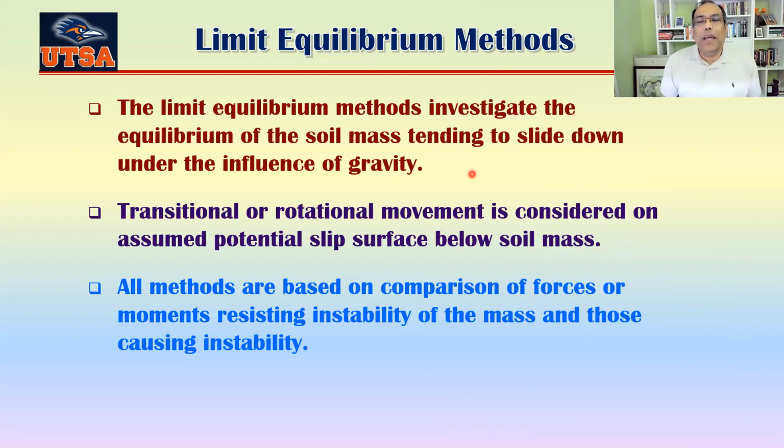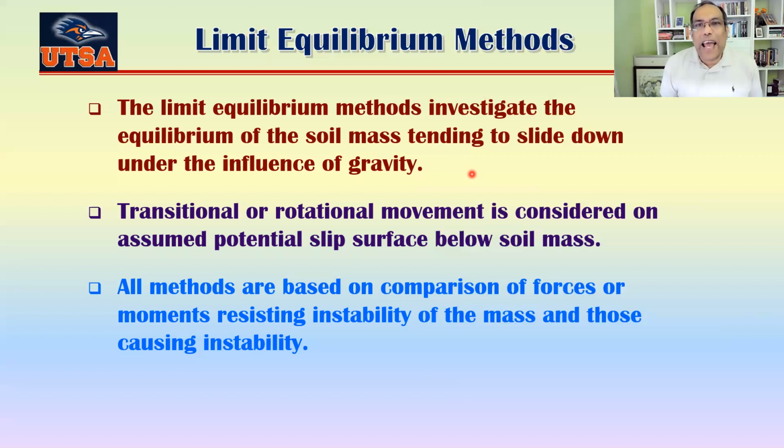So they assume a failure surface, okay? And then they try to compare the driving force or moment that's trying to destabilize the slope with the resistance that the soil can offer to such movement. Okay, so translational or rotational movement is considered on an assumed potential slip surface below the soil mass.